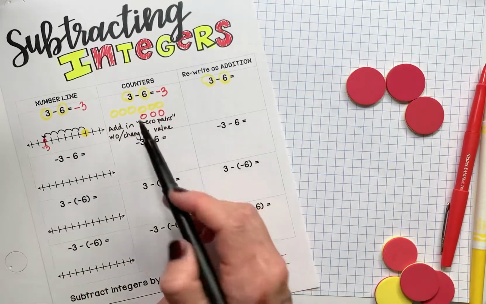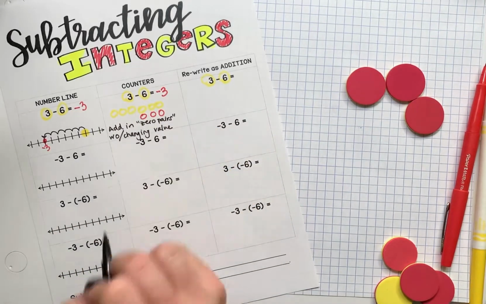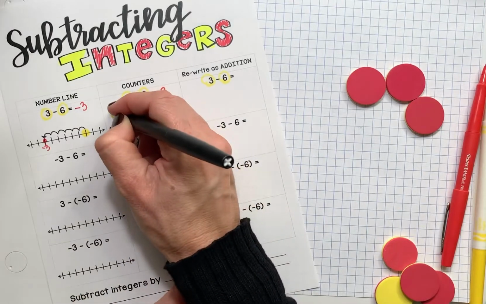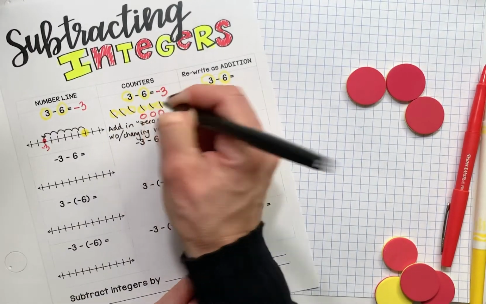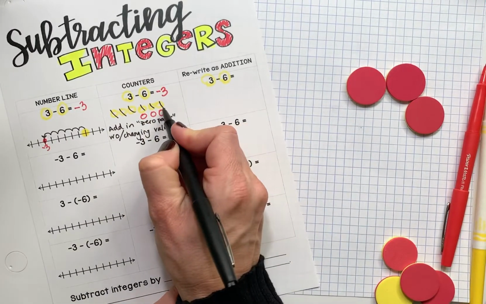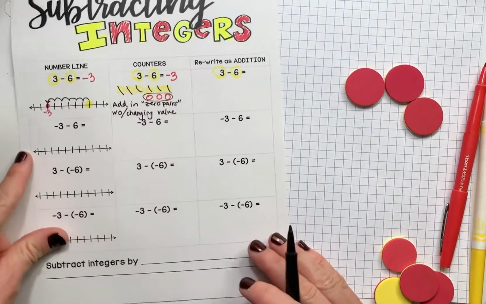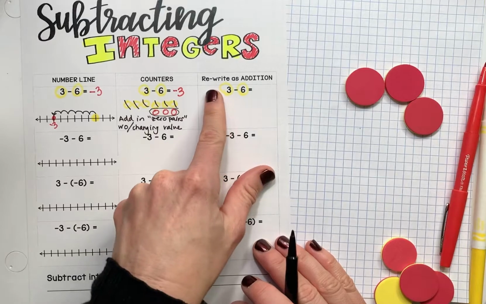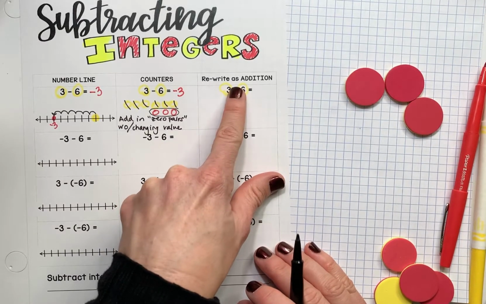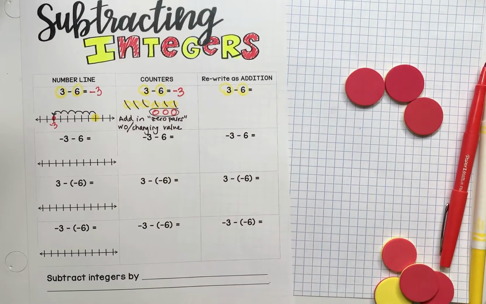to take away. So to show that I took those away or I subtracted them, I'm going to cross them out. 1, 2, 3, 4, 5, and 6. And then what am I left with? Those 3 negatives. Okay, so the third method I want to show you here is rewriting this problem as addition.